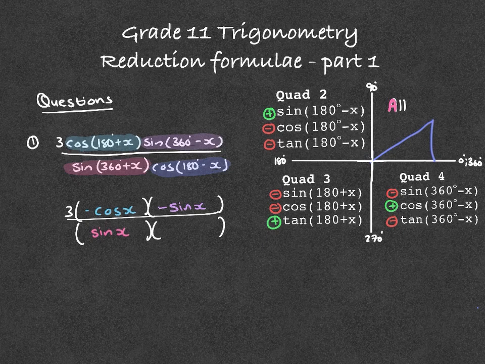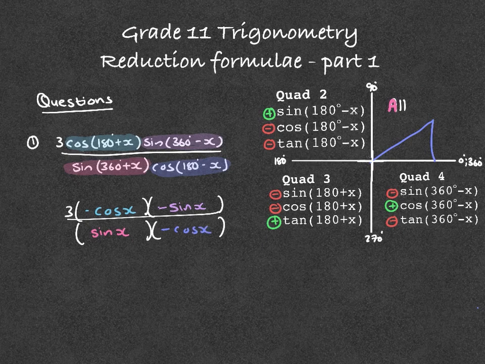Okay, last part. Cos 180 minus x. Where am I finding myself? In the second quadrant. Is cos positive or negative in the second quadrant? Cos is negative. Sine is positive there. So that would be equal to minus cos x.